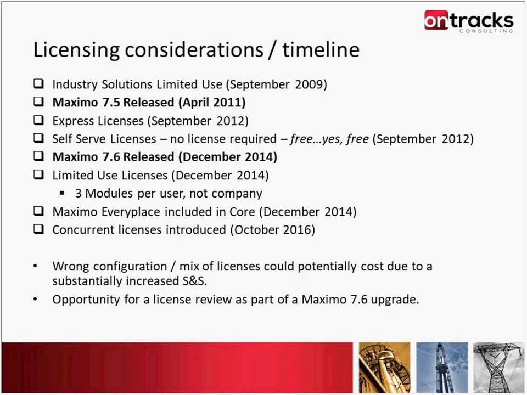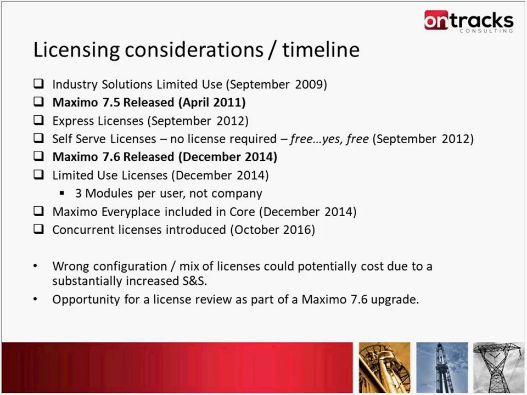In December 2014, Maximo Everyplace was also included in Core. So you do have the mobility option. This one is an online-only available application. It basically allows you to develop applications. It's going to change the user interface to be mobile-friendly. It lets you set a resolution and then have the ability to view that on a tablet or potentially your phone. In October 2016, concurrent licensing was introduced. So that's obviously a new license.